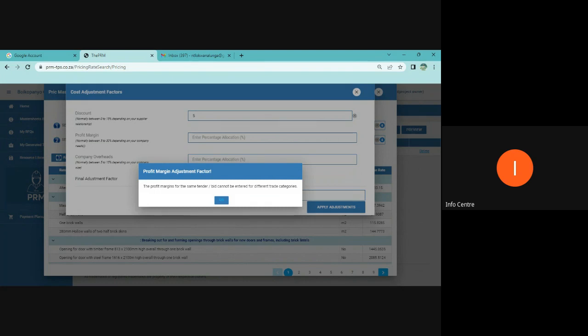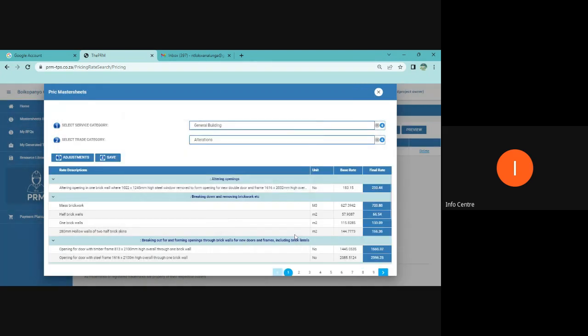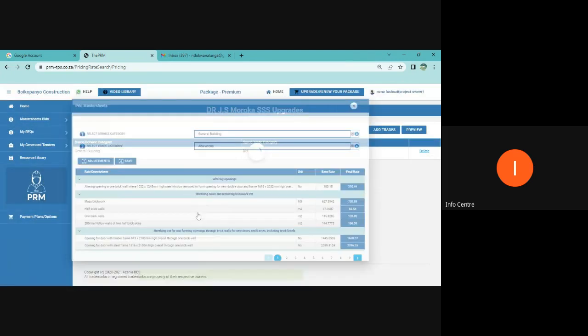So the system forces you to think in that particular manner so that you are strategic and tactical in how you allocate your margins. So that said, I'll say, okay, I'm not going to use 10%, so therefore I can use, let's say, 7.5%. Then it allows me to do that. Here, my profit, my overheads will remain 10%. Then it says yes, it's accept, and then I press save.